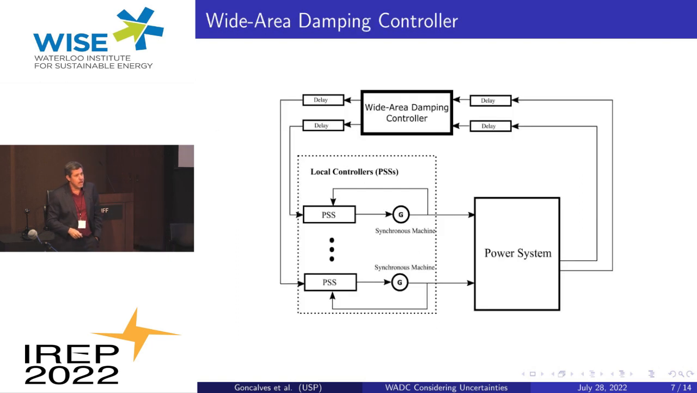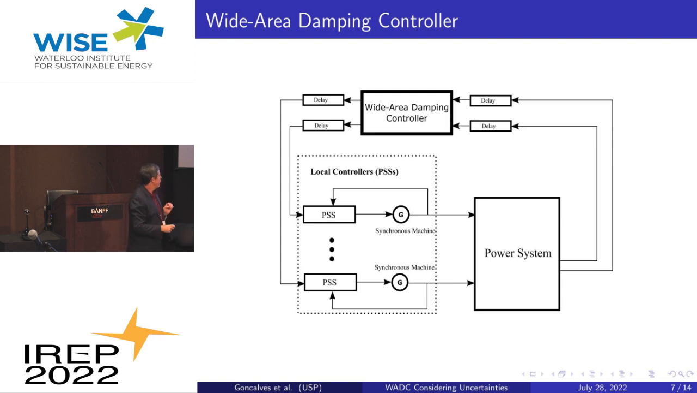Here is the architecture of the wide area damping controller that we are proposing. So we have the power system here. We have measurements taken from the PMUs. They are sent to the wide area damping controller. There are delays in the communication. The wide area damping controller, which is at the PDC, then processes the signal, sends the output signals with the corresponding delays as well to the local controllers, and then the local controllers act on the synchronous machine to damp the oscillation.